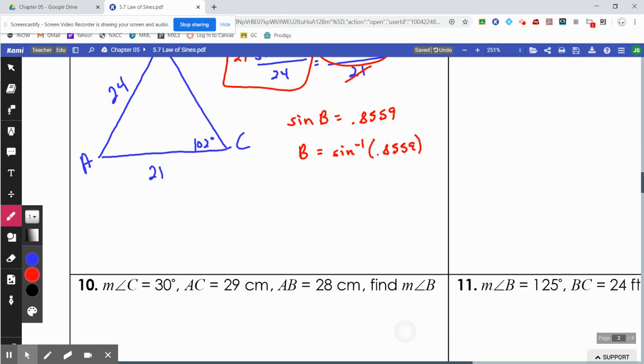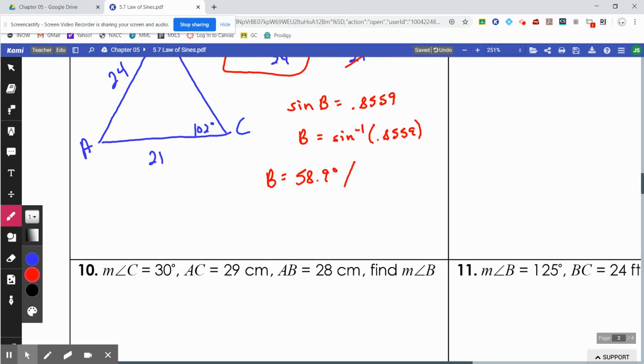When you type it in, you get B is equal to 58.9 degrees. But again, there might be two answers. Remember that sine is positive in the first and second quadrant, and I told you to find that second quadrant angle, all you have to do is subtract this from 180. You might see a problem already coming. When you subtract this from 180, it gives you 121.1 degrees.